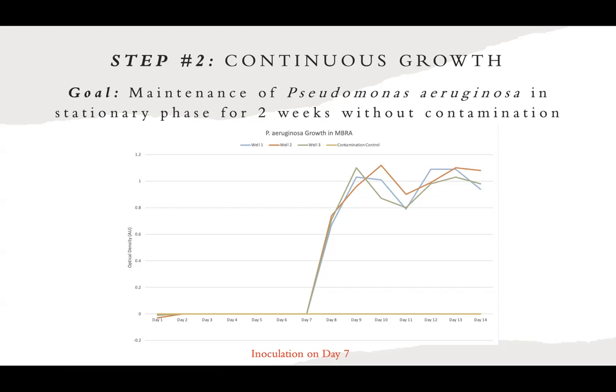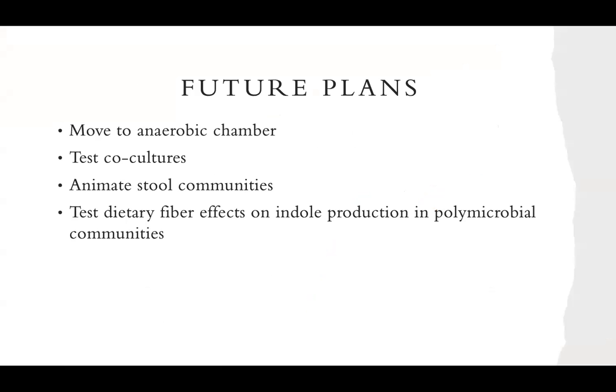Yeah, so that's one of our next goals. We have a couple. One, we want to move into the anaerobic chamber that we have and start growing anaerobic bacteria, specifically Fusobacterium nucleatum. And then we also, like I mentioned, have several stool samples from different healthy and colorectal cancer patients, which is what our lab focuses on.